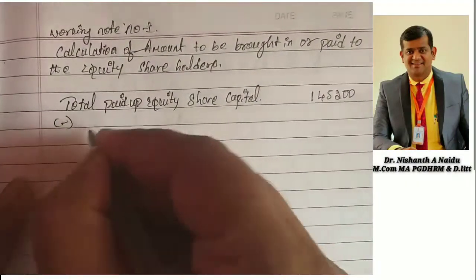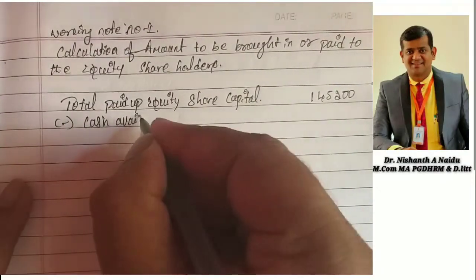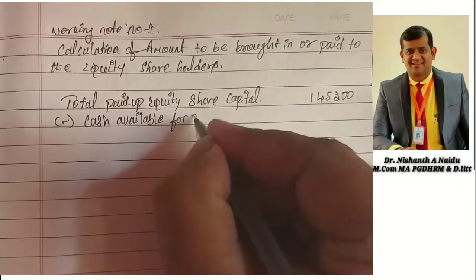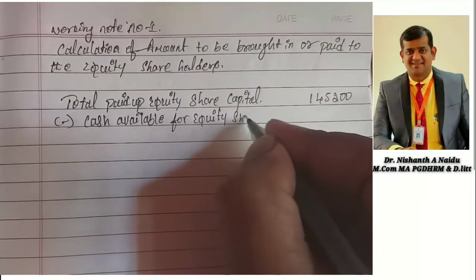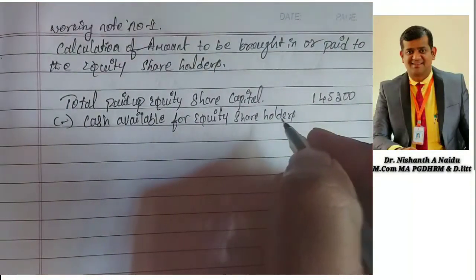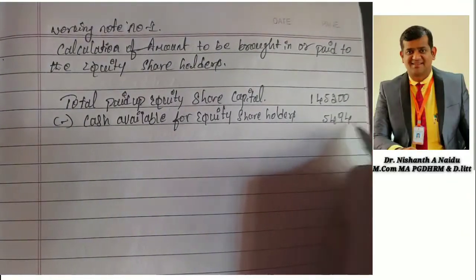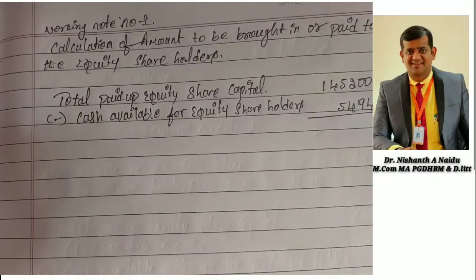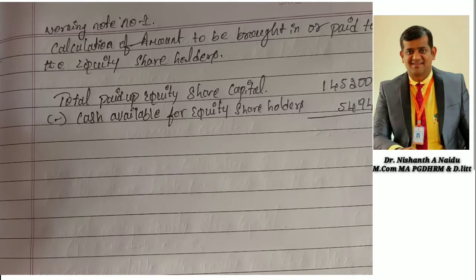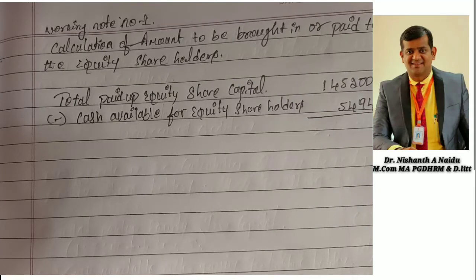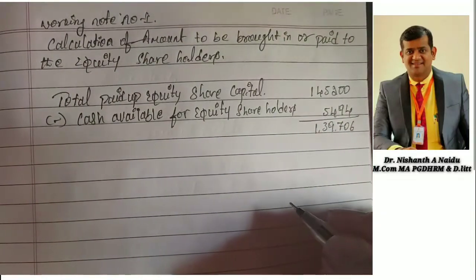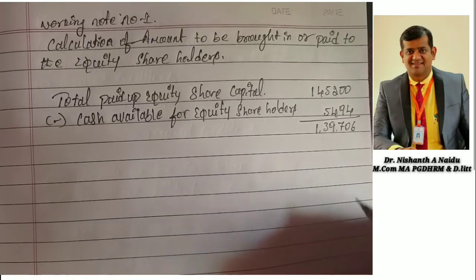Less cash available. How much cash is available for equity shareholders? We have calculated, right? We have only 5,494 rupees. Now deduct. How much do you get? Out of 1,45,200 minus 5,494, that comes to 1,39,706 rupees. This is the loss.